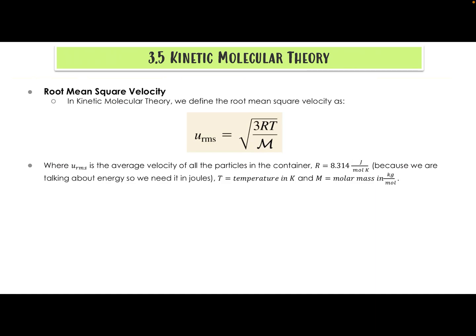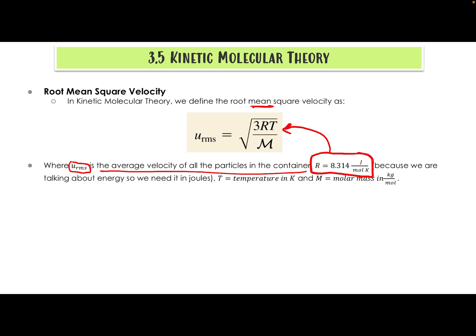Root mean square velocity is basically how we find the velocity of all the particles together, hence mean, okay? Mean meaning average. You may hear it called u rms, where root mean square velocity is the average velocity of all the particles in the container. When we're talking about the average velocity of all the particles, we're talking about energy. If you remember, last class I talked about how we may use a different R when we're talking about energy. This is where we'll use this R.